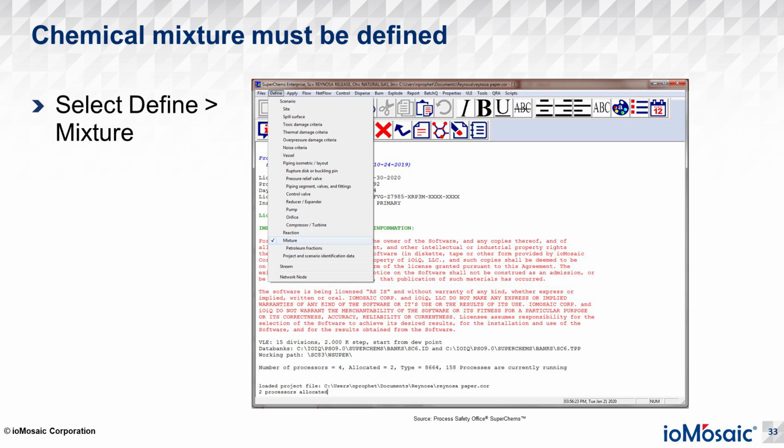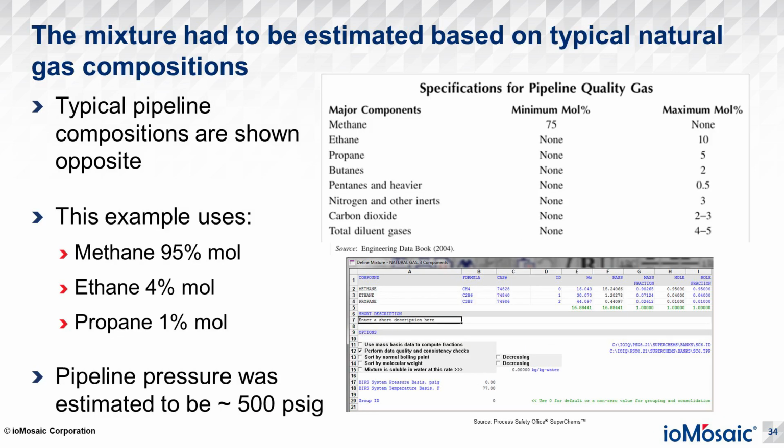We also need to define our chemical mixture. So we go to Define and select Mixture. Okay, now we know this is typical natural gas composition. So in this case, we selected 95% methane, 4% ethane, 1% propane. And I mentioned earlier, the typical pressure was between 300 and 500 psig. For modeling purposes, I selected 500 psig.